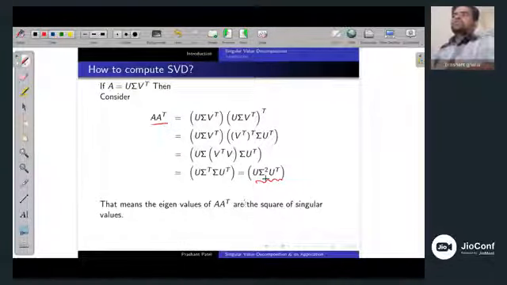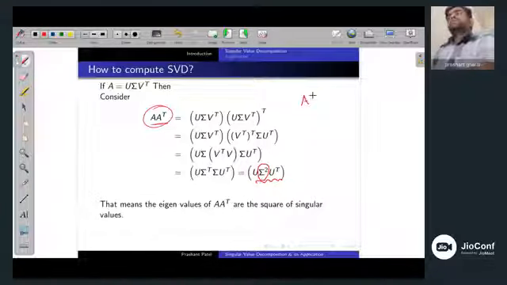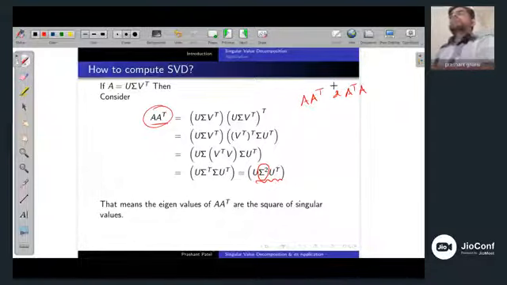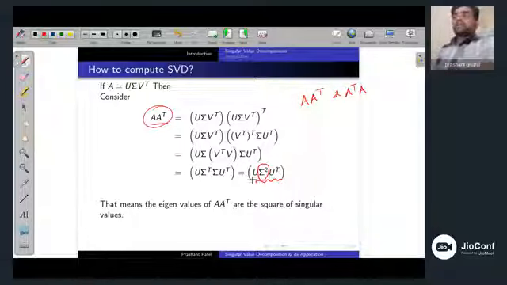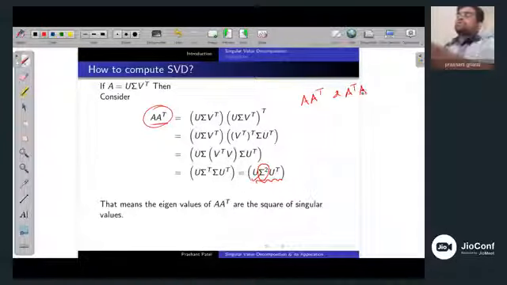Here also sigma square is the eigenvalue, and it is a fact that A transpose A and A A transpose both have the same eigenvalues, but the eigenvectors are different. That's why the columns of U are the eigenvectors of A into A transpose. So to compute U, you have to compute the eigenvectors of A A transpose. To compute V, you have to find the eigenvectors of A transpose A.